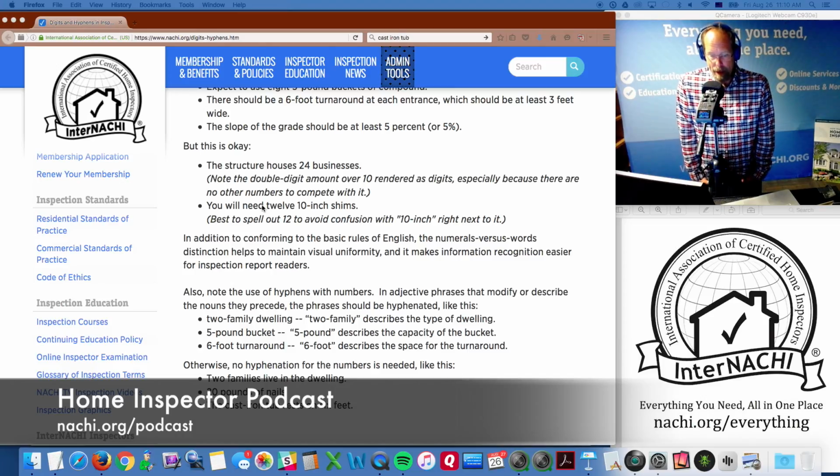How about 8 shingles? 8 is an amount, or how many you have, and it's under 10. So you use words. If it's over 10, like 500 feet of rear yard, then you use the digit. It's an amount, it's over 10, so you use a digit. If it's an amount and it's under 10, use words, like eight shingles. It's very, very confusing, right?